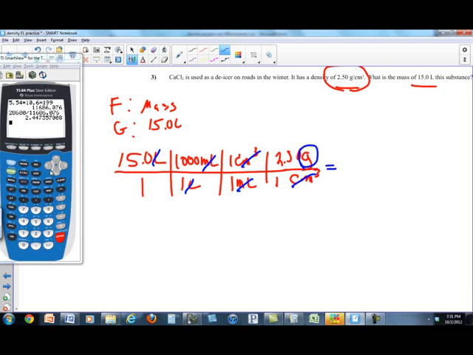So if I punch all that into my calculator, I get 15 times 1,000 times 2.5, all divided by 1, and that will give me 37,500 grams. Okay.